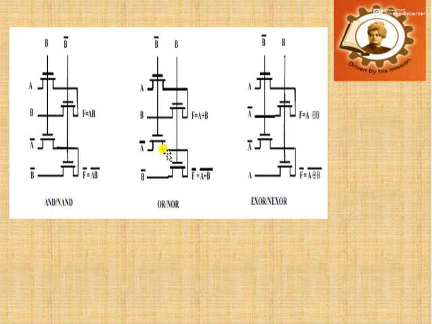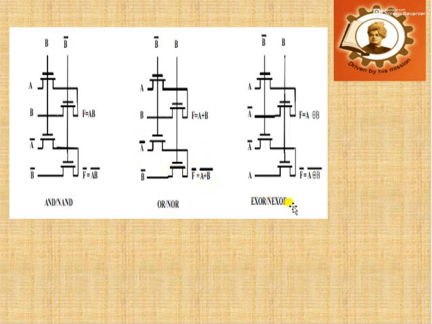Similarly for the OR operation, these are connected and we change the value of input at this terminal to A and B. Here the gate terminals are connected to B bar and B. So F equal to A or B. Similarly, if we change the input terminals to A bar and B bar, then we get our NOR operation.